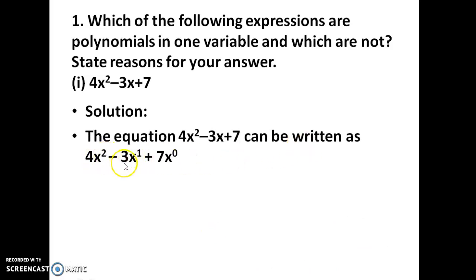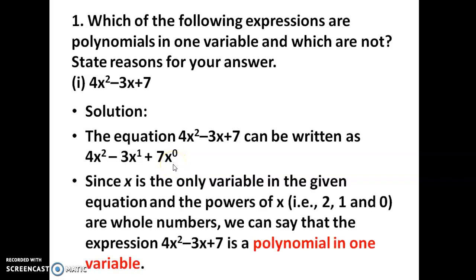Okay, 4x square minus 3x to the power of 1 plus 7x to the power of 0. Simply 7 means the variable is having power 0. That's the meaning. Since x is the only variable in the given equation, and the powers of x, 2, 1 and 0, are whole numbers, we can say that the expression is a polynomial in one variable.